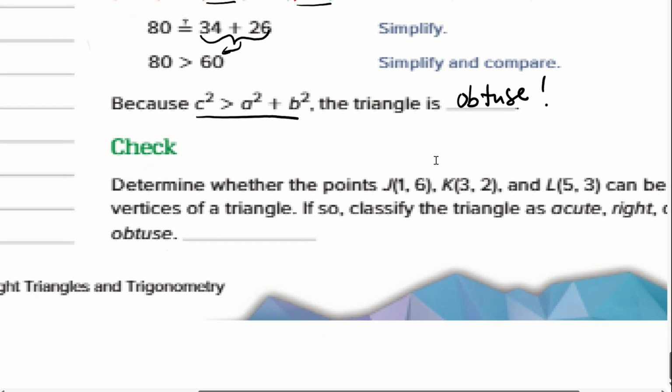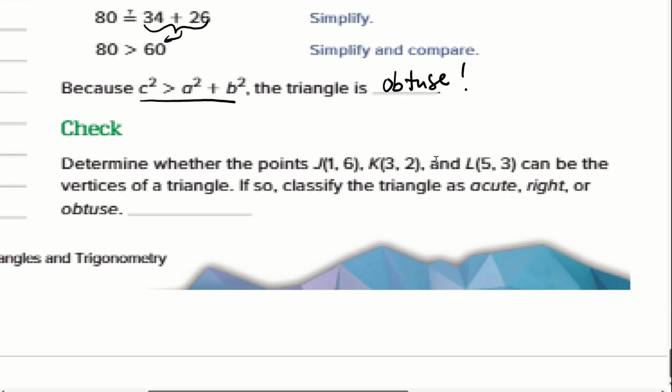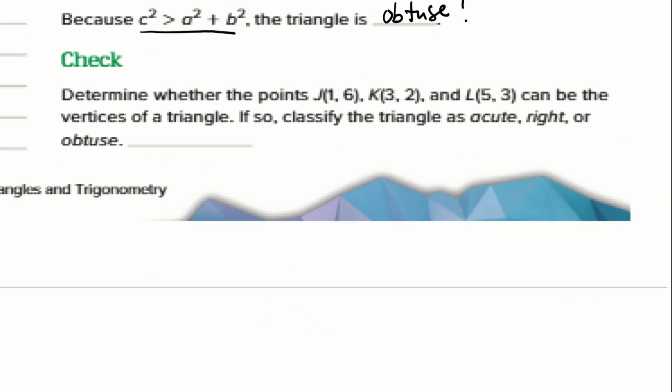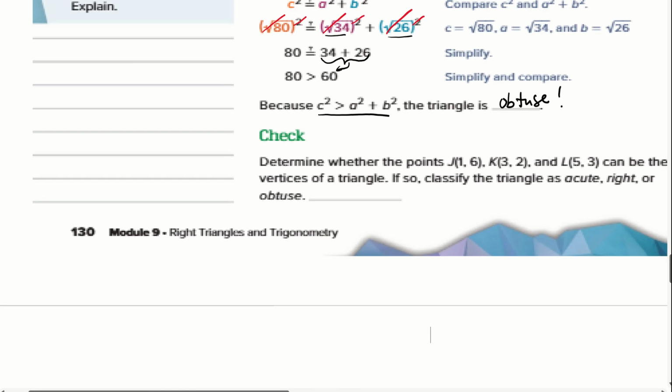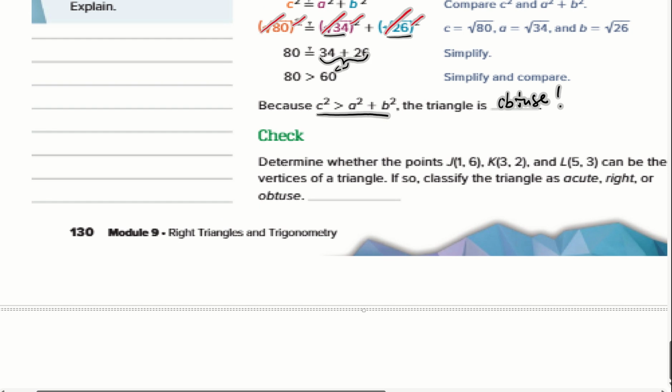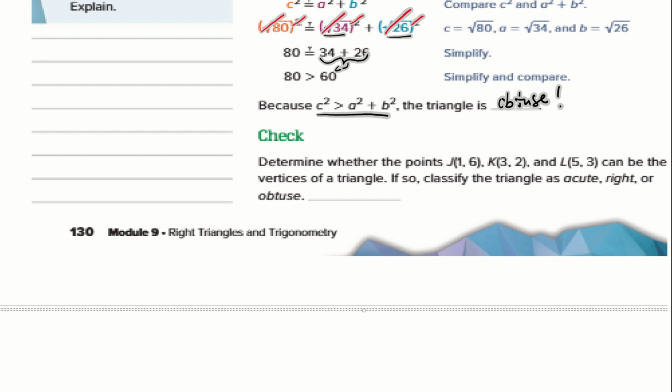All right. So go ahead and pause the video and see if you can try the problem. All right, so determine whether the points can be the vertices of a triangle and then classify as acute, right, or obtuse. So let's get the lengths of all the sides. There's a lot of work to this type of question. So let's do JK.